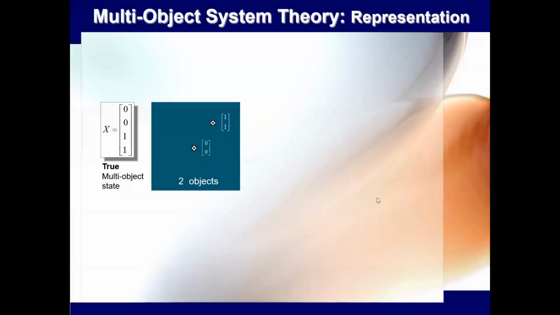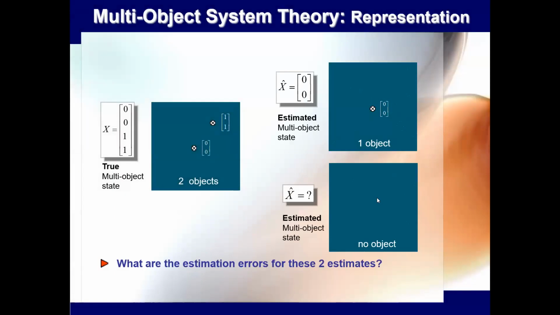But what I want to claim is the following case. The truth still exists, like (0,0) and (1,1), but the estimator only gives you one object, and there is no way to measure the error. That's the problem. In the previous slide, we only assumed that the numbers of objects were matching. But here the number of objects matters, and when it matters, there is no simple way to measure the error.